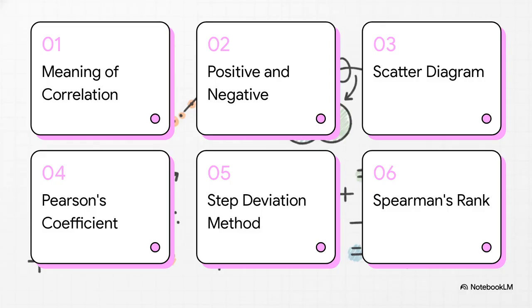Here is our roadmap for the chapter. First, the meaning of correlation. Then, positive and negative relationships. Drawing the scatter diagram, Pearson's coefficient, the step deviation method, and finally, Spearman's rank correlation.